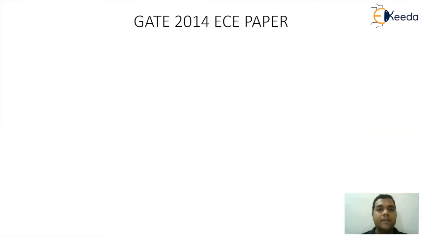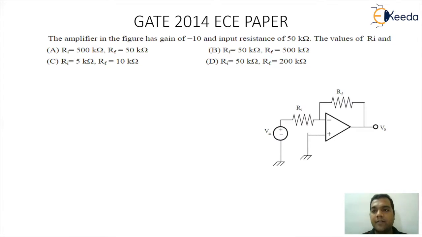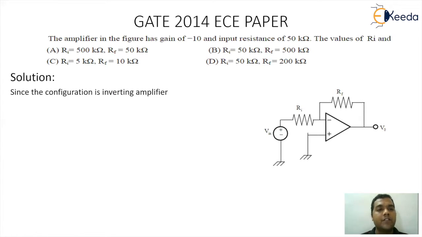Next question. This is GATE 2014 EC paper. The question is, the amplifier in the figure has gain of minus 10 and input resistance of 50 kilo ohm. The value of Ri and Rf is, so there is a diagram here. You can see the value of Rf and Ri as unknown. V in is given, the plus pin is grounded, V out is your output pin. For this, we need to understand a simple logic that this configuration is basically an inverting amplifier.